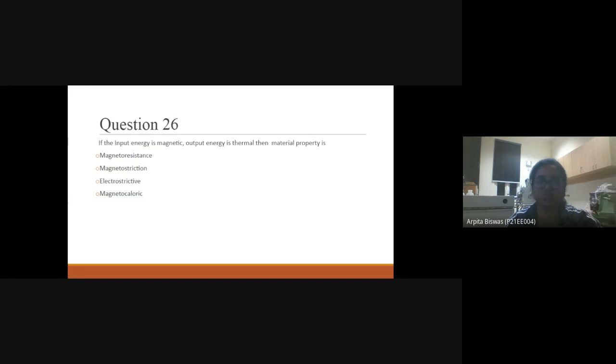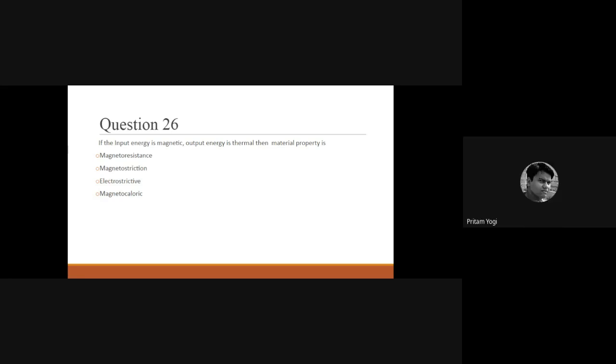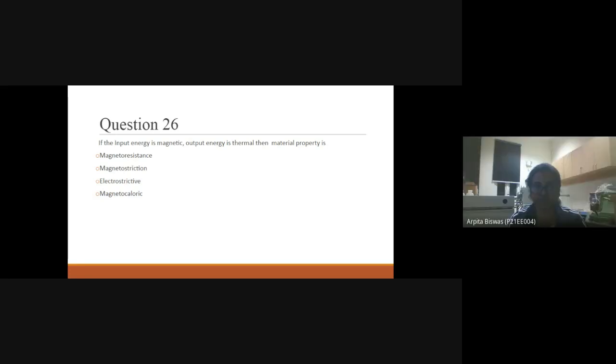This is the next question. If the input energy is magnetic and the output energy is thermal, then the material property is magnetoresistance, magnetostriction, electrostrictive, or magnetocaloric. So what is the right answer? The name is suggesting, I think, magnetocaloric. Yes, the right option is magnetocaloric.